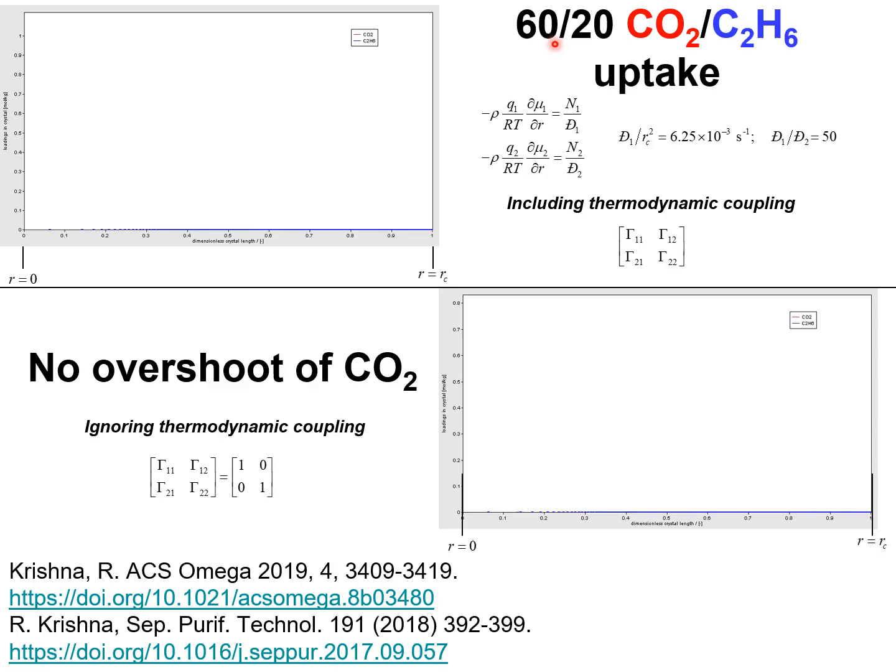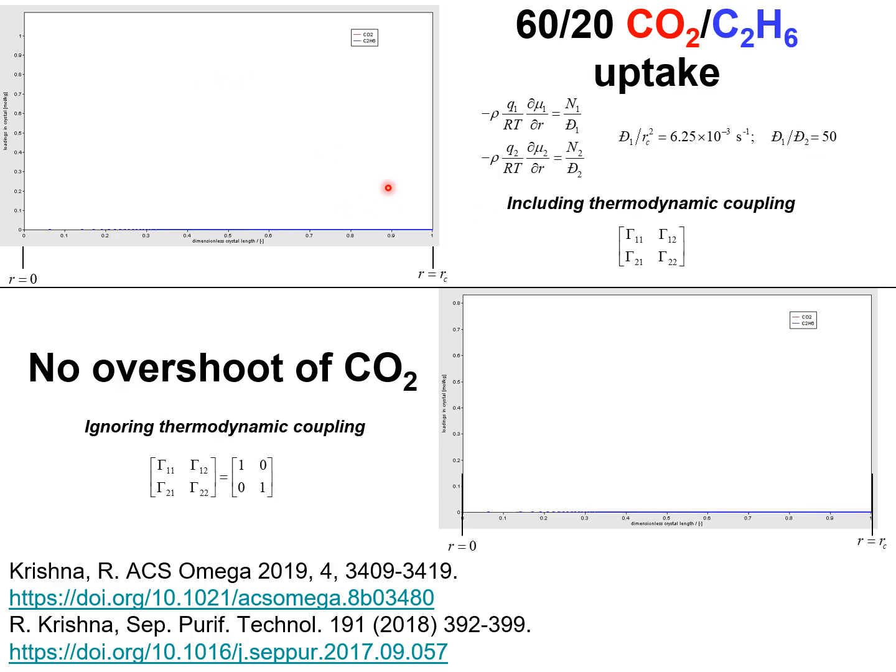Let's consider the modeling of the 60:20 CO2-ethane uptake in order to compare with the experimental data. The Maxwell-Stefan equations are shown here. The correlation term can be neglected because each of these gas molecules jump across the windows from one cage to the adjacent cage one at a time, and the intercage jumps are uncorrelated. The experimental data can be matched by taking the diffusivities as shown here.